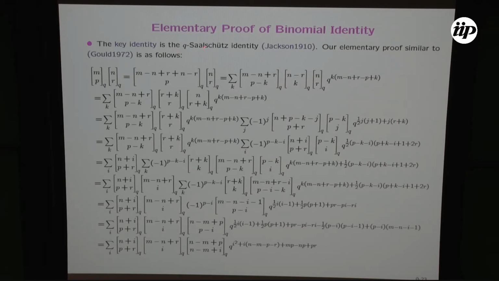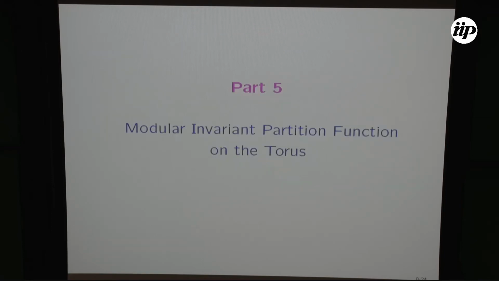pointed out to me that actually this is just the q-Saalschütz identity. This is quite a famous identity from all things q, and goes back to Jackson in 1910. So this is classical mathematics. And the proof that we came up with is actually very close to an elementary proof given by Gould in 1972. So it's very interesting that these high-powered identities from q number theory come into the solution of these logarithmic minimal models.